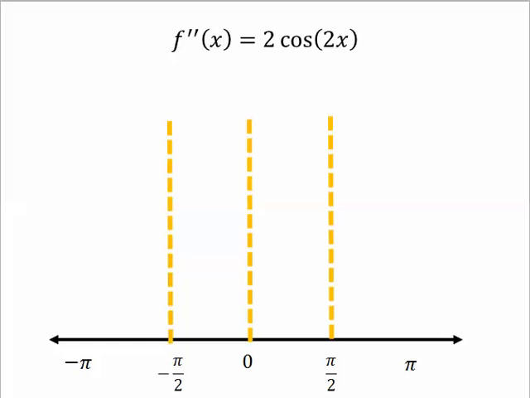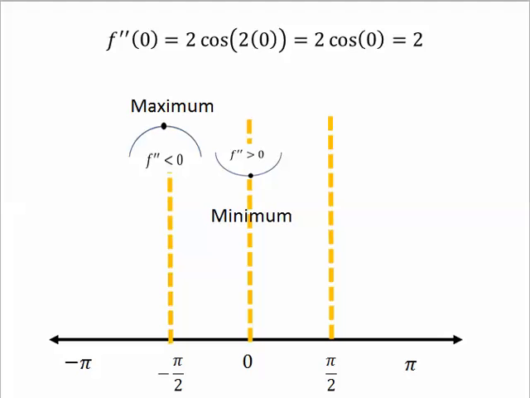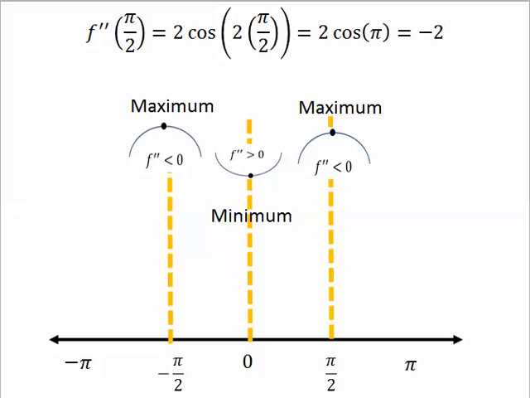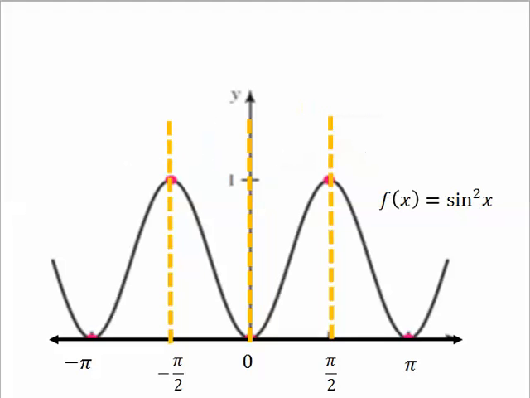My critical points are negative pi over 2, 0, and pi over 2. Testing at my first critical point, I find a max. Testing at my second critical point, I see I have a min. And testing at my third critical point, I see I have a maximum. And so I've got all my maxes and all my mins, and you can confirm this by graphing the function. I have a max at negative pi over 2, a min at 0, and a max again at pi over 2.